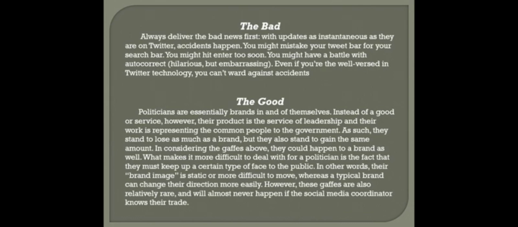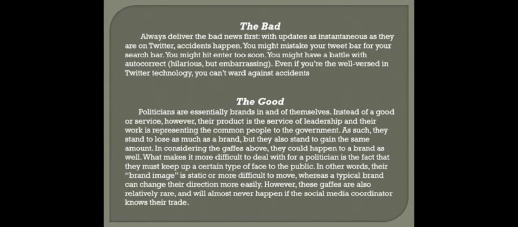What makes it more difficult to deal with for a politician is the fact that they must keep up a certain type of face to the public. In other words, their brand image is static or more difficult to move, whereas a typical brand can change direction more easily. However, these gaffes are also relatively rare and will almost never happen if the social media coordinator knows the trade. In this passage, the author is drawing a comparison between politicians and brands.